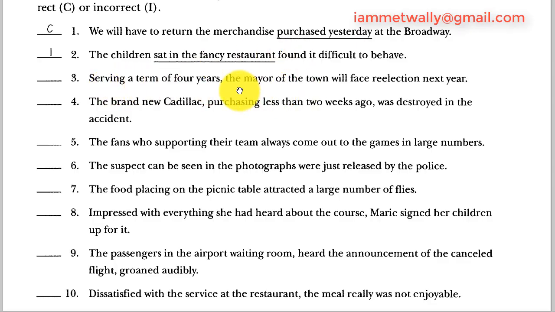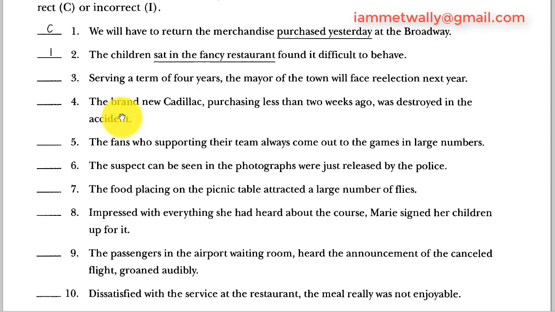So the original sentence was the mayor, comma, who was serving a term of 4 years, will face re-election next year. But I reduced who and was or who and is, and then after I reduced it, I moved it to the beginning because it's set off with commas. So this sentence 3 is correct.